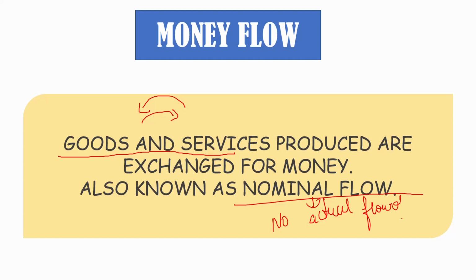of goods and services involved. It is exchange for money. It is not exchange of commodity for commodity. There is no commodity to commodity exchange here. It is commodity to money exchange. That is why it is known as nominal flow.